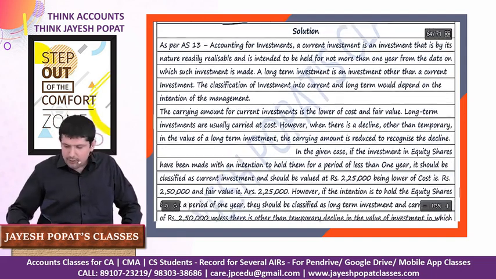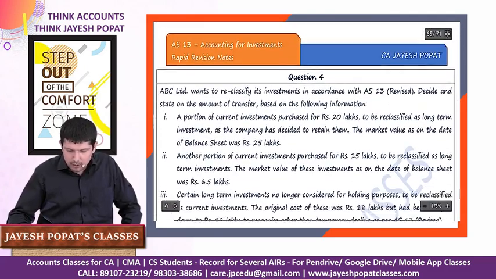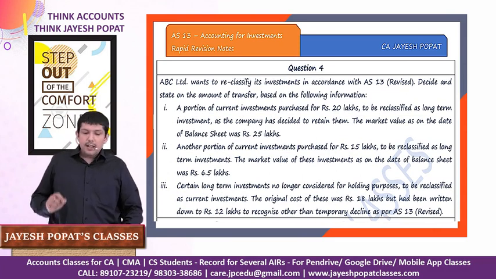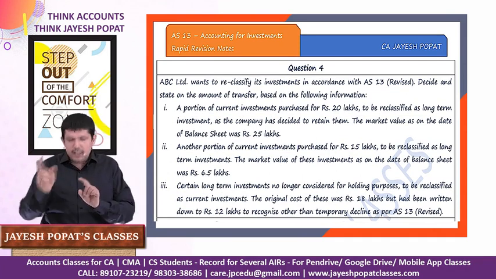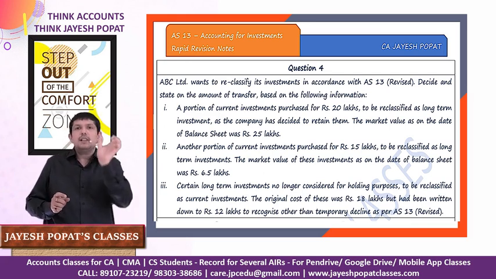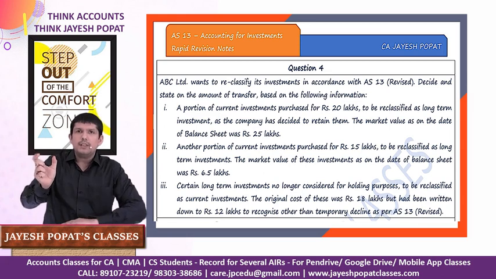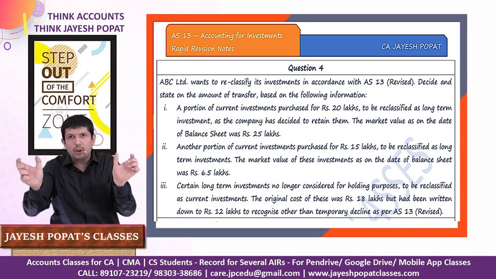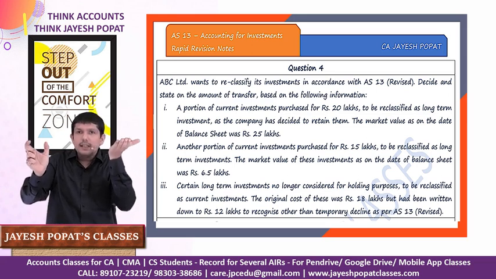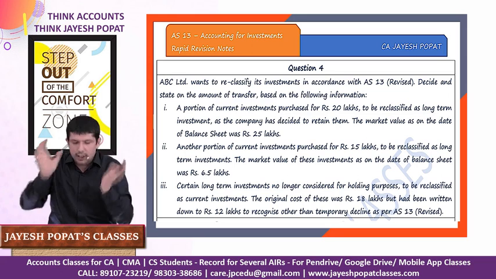So we have drafted the answer. You can read through the answer. We have discussed the facts. Let's go to question number 4. ABC Limited wants to reclassify its investment, right? So it is reclassification. We have already discussed from long term to current: cost or carrying amount, whichever is lower on the date of the transfer. From current to long term, we will say cost or fair value, whichever is lower at the date of transfer.